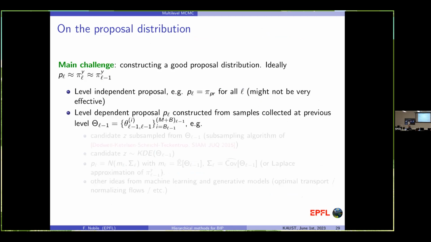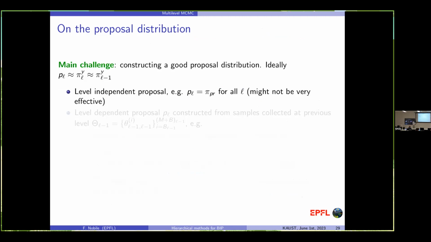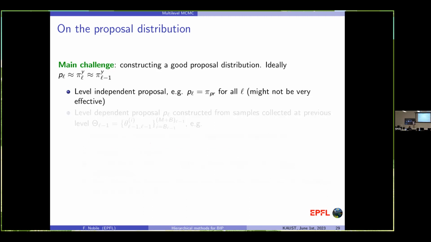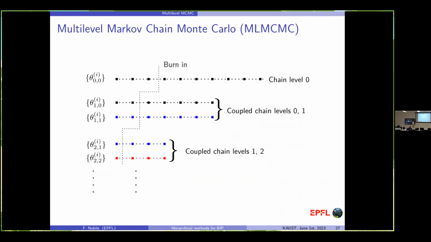So how to choose a proposal distribution? Well, a first very naive idea is just to use the prior, but this will in general be very inefficient. As I said, you rather would like to build a proposal that depends on the level L and try to learn the distribution. So the other idea is to use the information that you collect along the way. If I go back to this picture, the idea would be to start running the chain at level zero, you learn somehow the distribution at level zero, and then using this information, you try to build an independent proposal for this coupled chain. Now you run this, and you have even more information on the distribution at level zero and level one, and then you try to use this to come up with a better independent proposal for the next level.